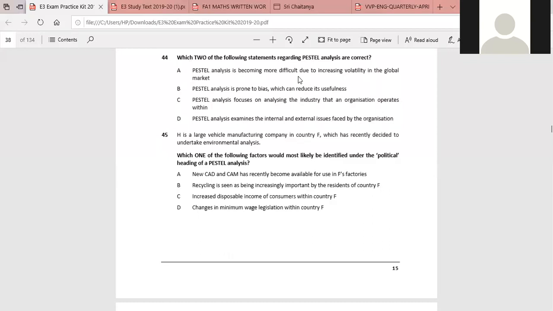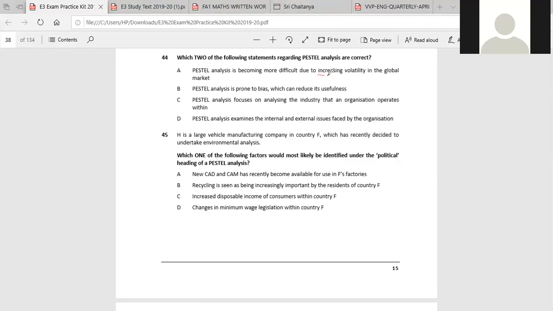Tesla analysis is becoming more difficult due to increasing volatility in global market. Do you agree with that? PESTLE, and the factors are political, economic, social, technological. So, is there increasing volatility in the global market? There are more and more factors which are included under each of these categories, isn't it? So it is becoming more difficult due to increasing volatility.